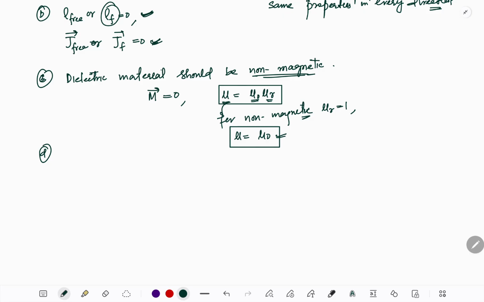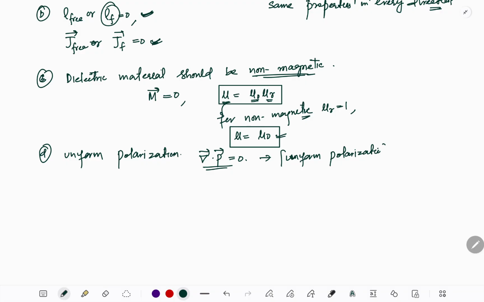Now the fourth one is uniform polarization. That is, if the material is placed in any external electric field, then the polarization should be uniform, so that del dot P is 0. Actually, this is the condition for uniform polarization. Okay, this is a very important thing. This is a very important property again for the dielectrics in which we are studying the electromagnetic waves.